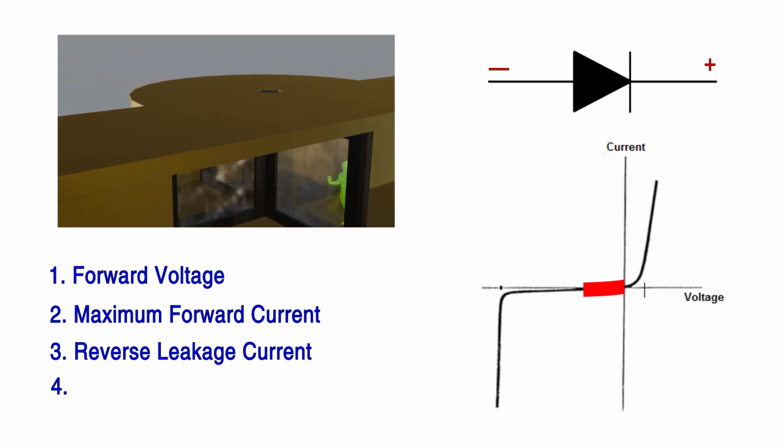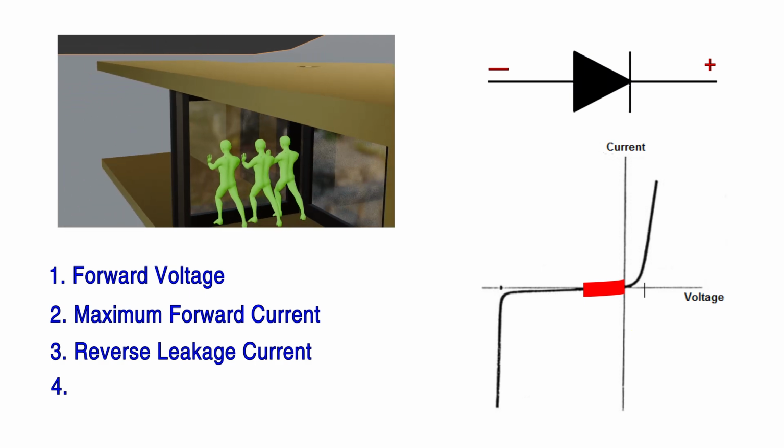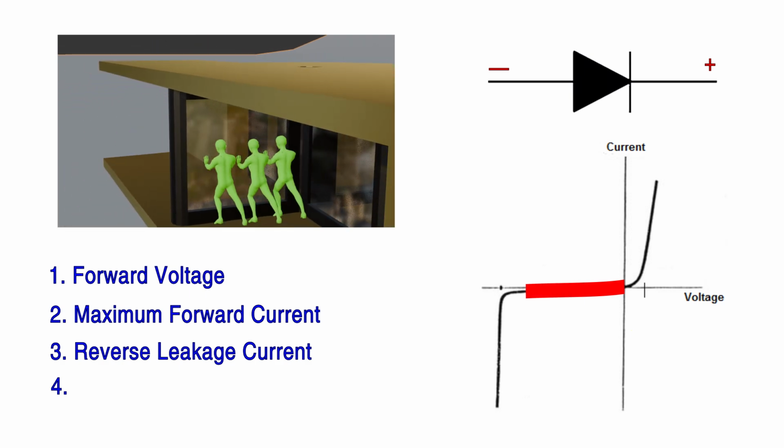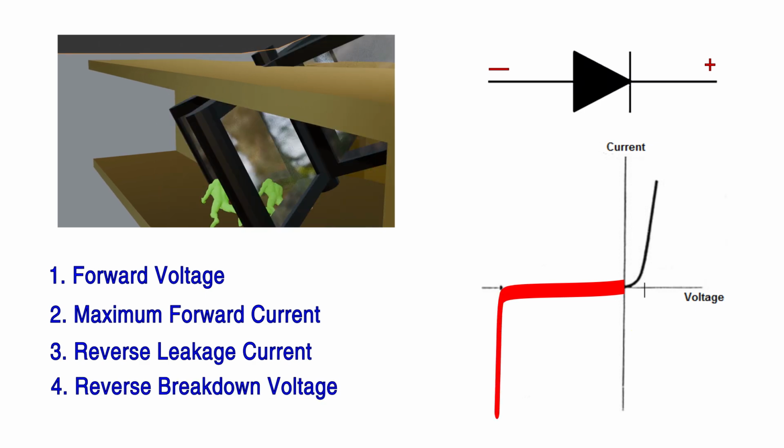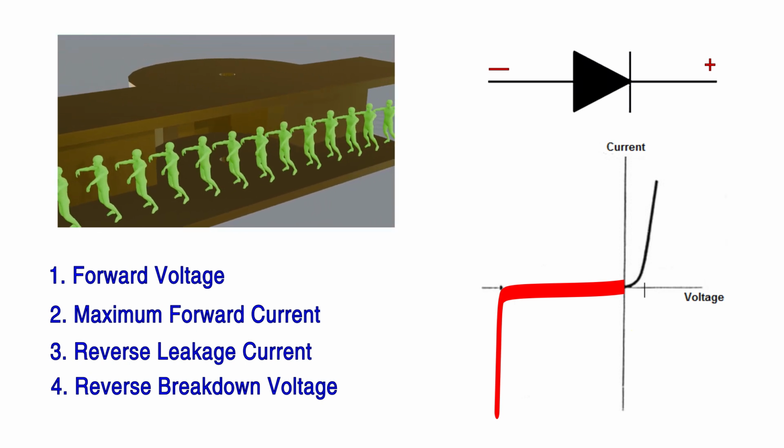And then finally, if you absolutely apply so much force that you destroy the lock and let a whole crowd of people go the wrong way in an uncontrollable manner, then you have just uncovered the last parameter, a diode's breakdown voltage, the reverse voltage beyond which things start to get really bad. Great. Now we should intuitively understand the functioning principles of diodes and their key parameters.